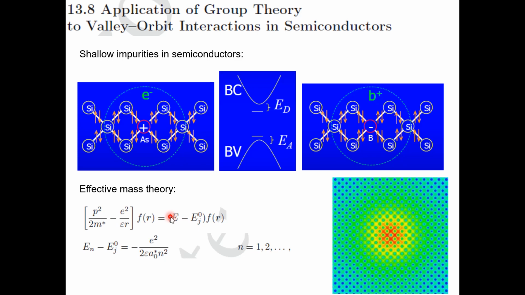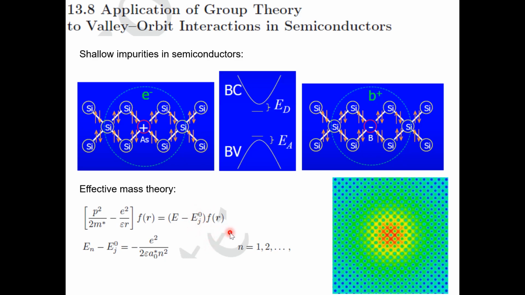This is some impurity in gallium arsenide. It's a donor impurity in gallium arsenide, and you see that there are some atomic scale oscillations. But on top of these atomic scale oscillations, there is a broad and smooth envelope function, and this is precisely the envelope function that is the solution of this Schrödinger equation for the effective hydrogen atom.